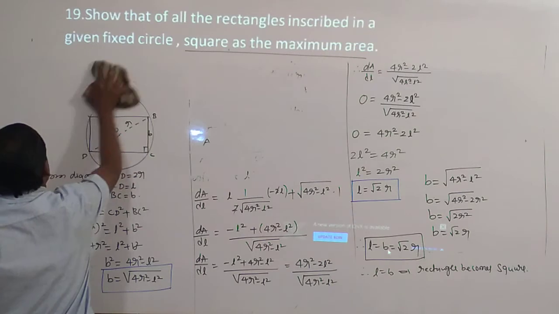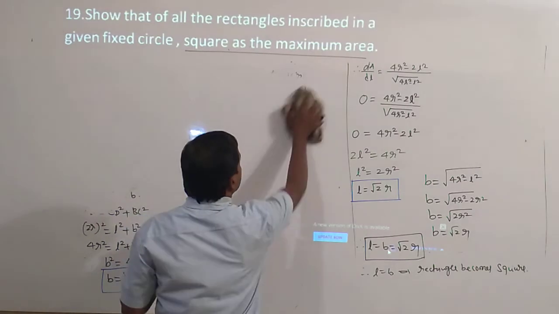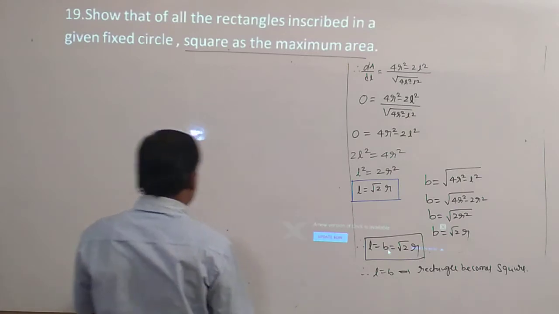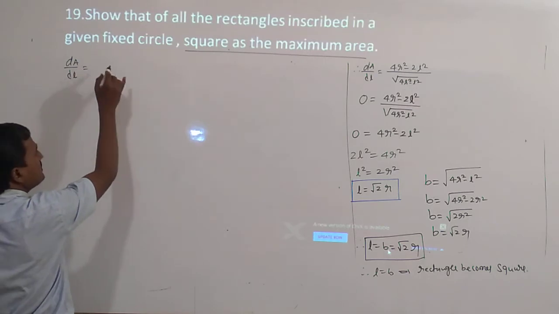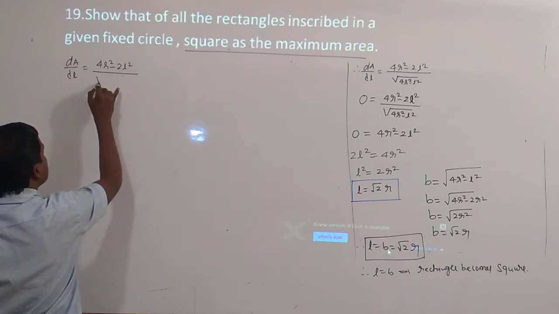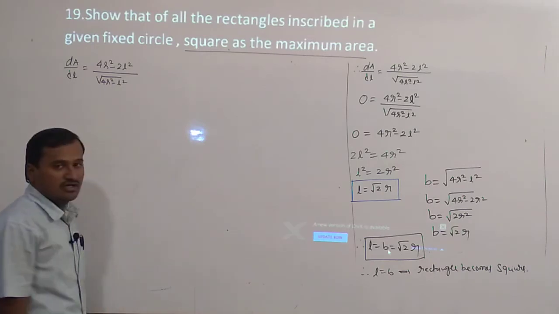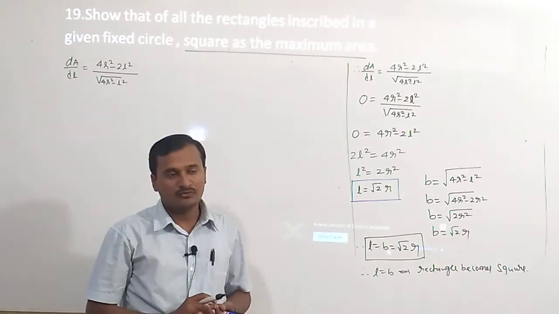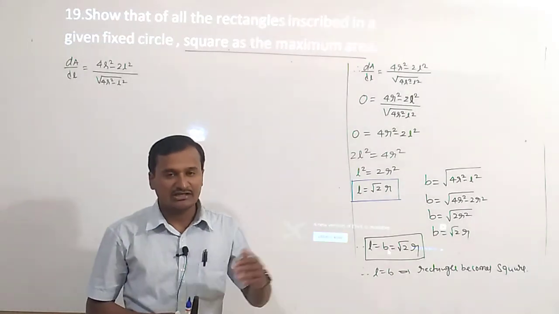So for this we will take the second derivative of the area. What is dA/dL? dA/dL is equal to (4r² − 2L²) divided by root of 4r² − L². Now we have to prove that the square has the maximum area. To prove this, we have to prove that the second derivative is less than 0.